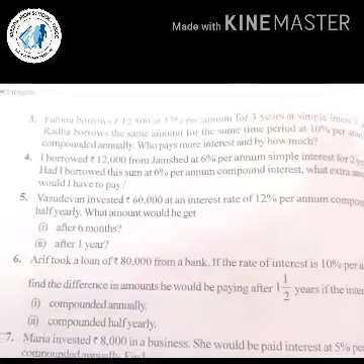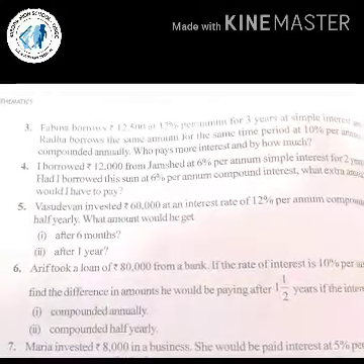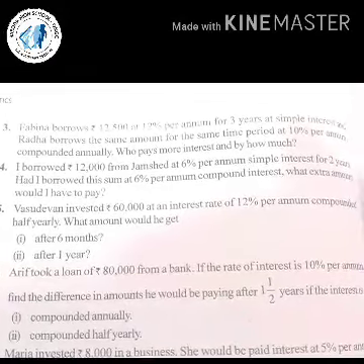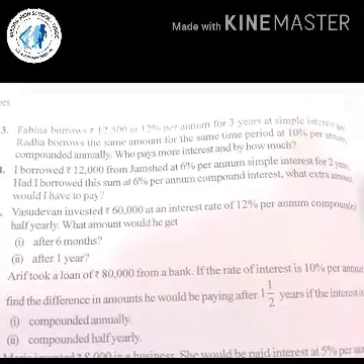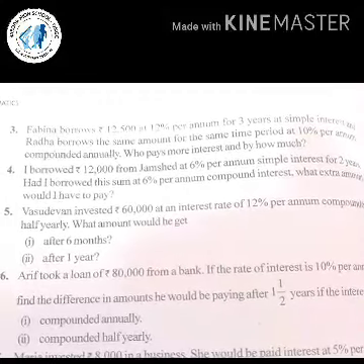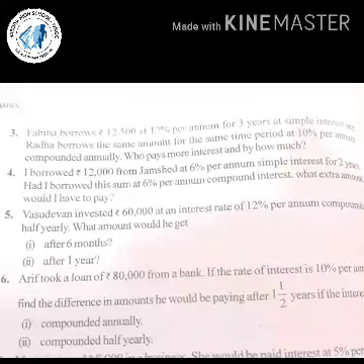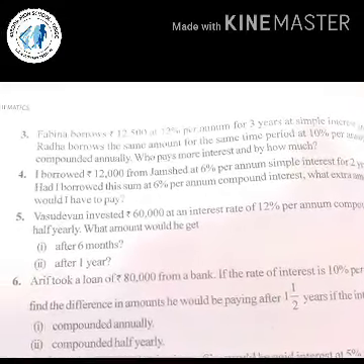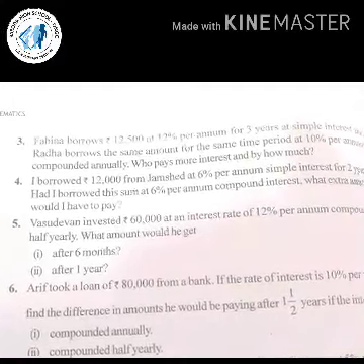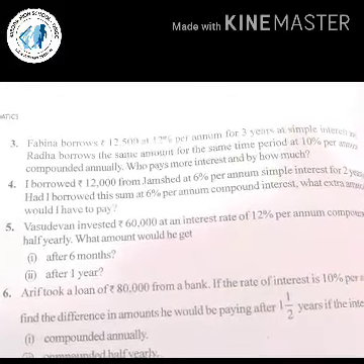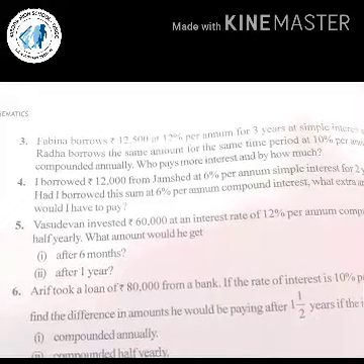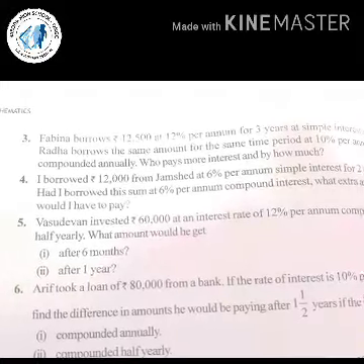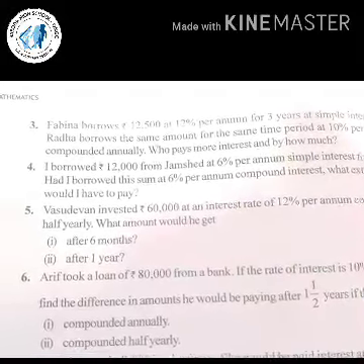It's easy. Fourth sum: I borrowed 12,000 from Jamshed at 6% per annum, simple interest for 2 years. If the same thing was done for compound interest, how much extra amount would I have to pay? So for the same amount, same rate and same time, that is 2 years, find out simple interest as well as compound interest. And you know which is greater, compound interest. And you have to find out by how much.